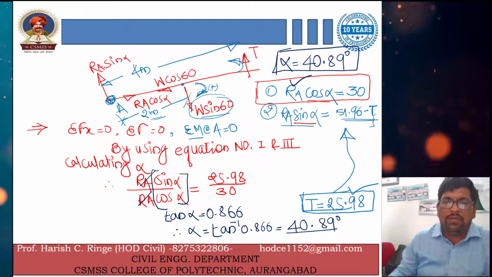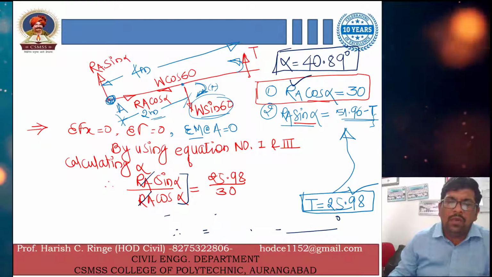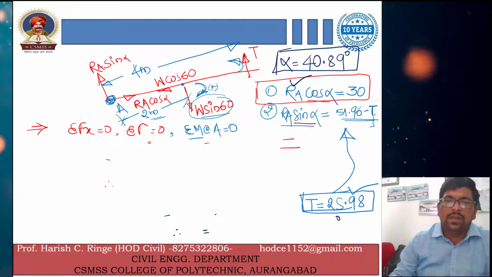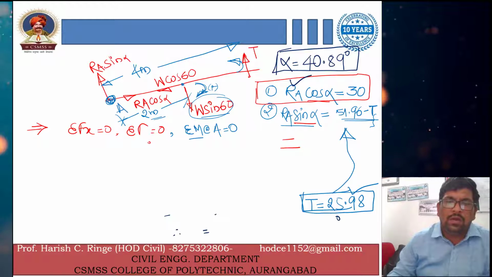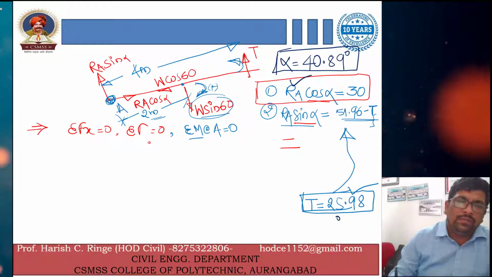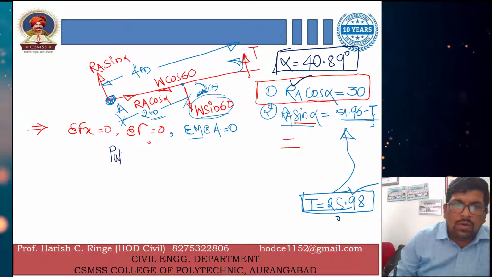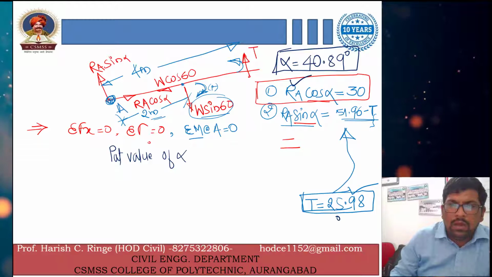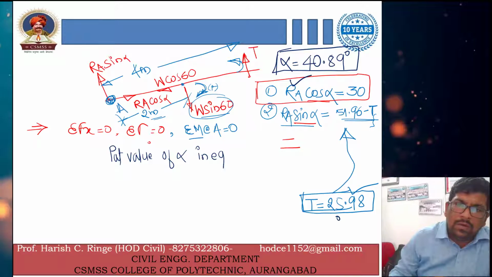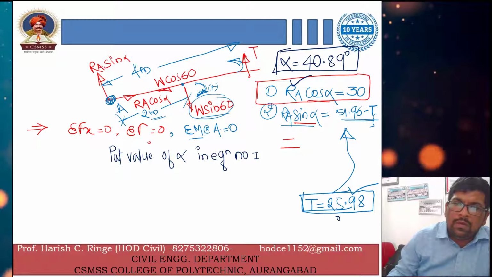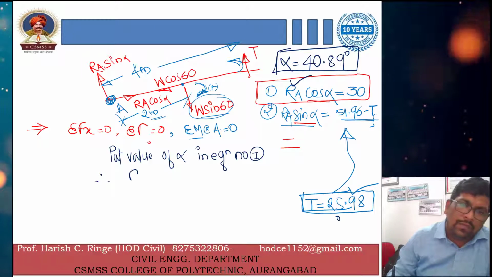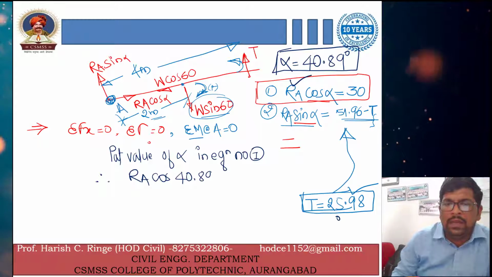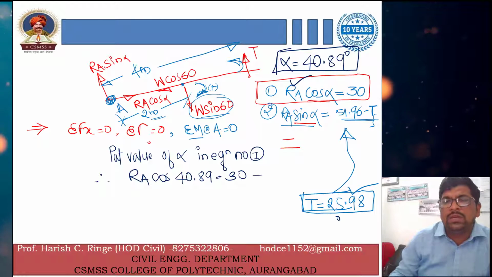As we have got the value of alpha, can we now calculate the value of Ra? Obviously, we can calculate the value of Ra. Just put the value of alpha in equation number 1. Okay, so just write down over here, putting the value of alpha in equation number 1. Therefore, Ra cos of 40.89 is equal to 30. So this is my equation number 1.